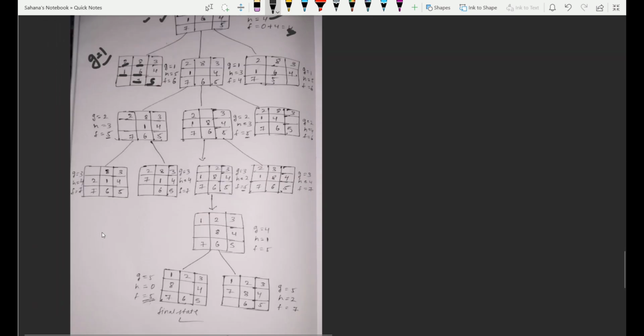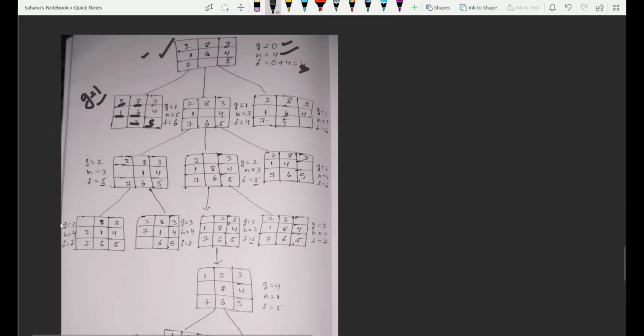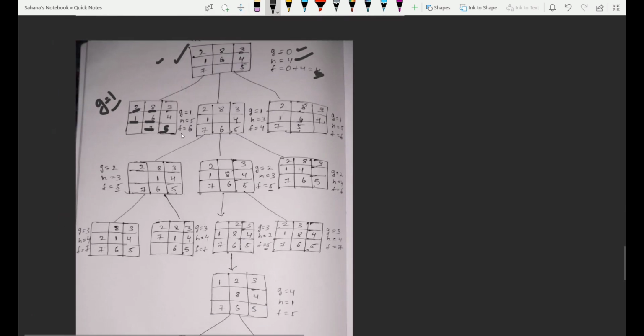Which ones are misplaced? See, 2 is misplaced, 1 is also misplaced, 7 is also misplaced, 8 is also misplaced, and 6 is also misplaced. The total number of misplaced tiles is 5, so the h value will be 5. If you add both g and h, you will get 6 here. Okay, this box is done now.